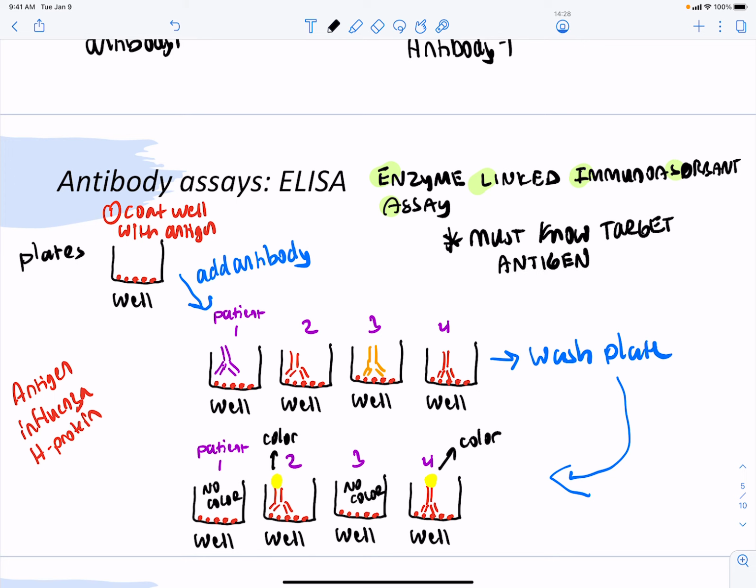So remember, this is very specific. If you were just to coat this with influenza virus, whole virus, you might get binding in patient 1, 2, 3, and 4. You might not. But you wouldn't know what protein they were actually binding to. You wouldn't know if they're binding to the hemagglutinin or to neuraminidase. And there's a lot of cross-reactivity in these culture plates especially. There's a lot of background. So it's very important to have a very specific antigen that you're looking for a very specific antibody response to when you're doing an ELISA.